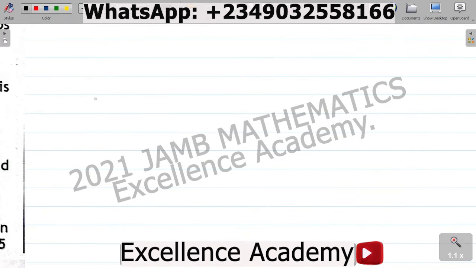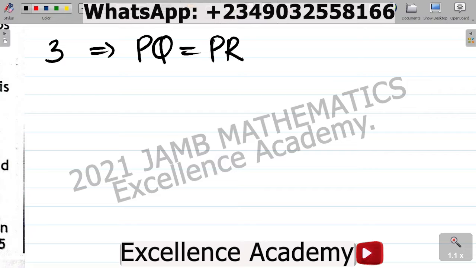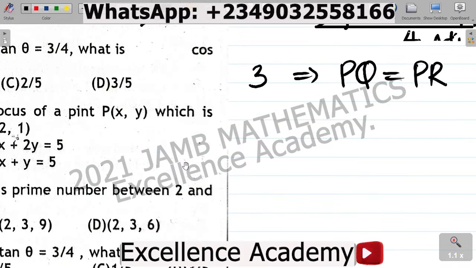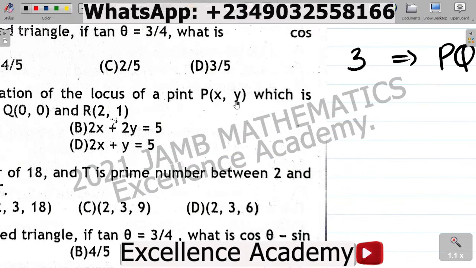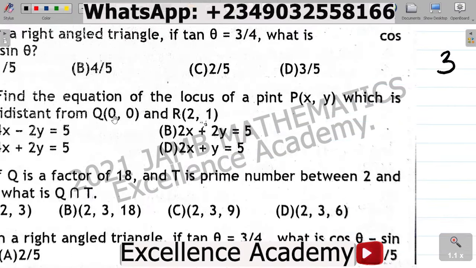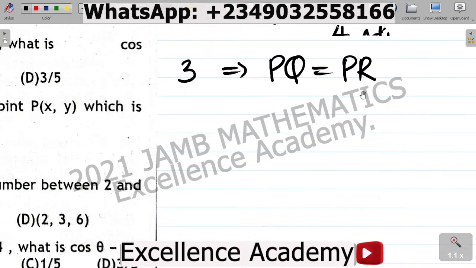For question 3, you want to note that the locus of the point P is a perpendicular bisector of QR. That means that PQ should be equal to PR. That's distance PQ should be equal to distance PR. And how do we find that? We'll take the coordinate of P, which we have here as x and y. We'll subtract it from that of Q, each of them being squared, and we also equate it to PR.